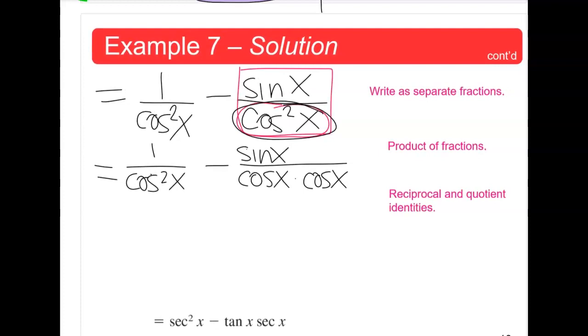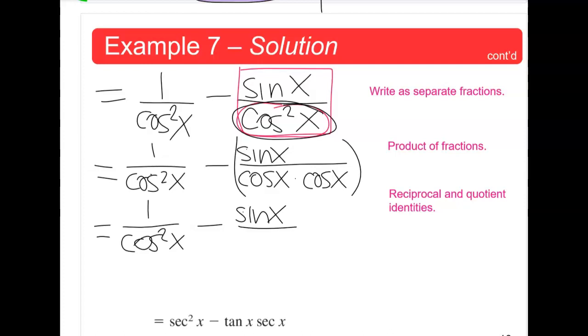So we're going to have 1 over cosine square x. I think you all know what that's going to be if we use the reciprocal identity. And then here, this fraction here, I can actually write it as the product of two fractions. So it will be that one times something divided by cosine x. And what will that something be? A 1.